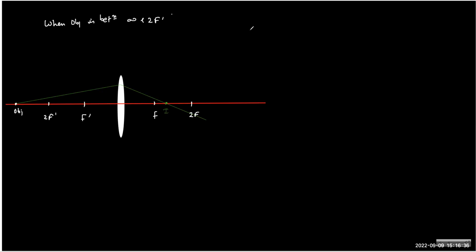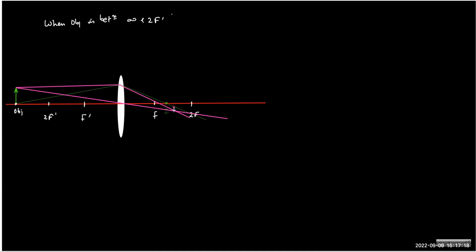And if I have an extended object, then you can do a better diagram. One ray parallel and one through the center. These two rays are coming from the tip of the object. So they will intersect somewhere in between. So we represent it like this.